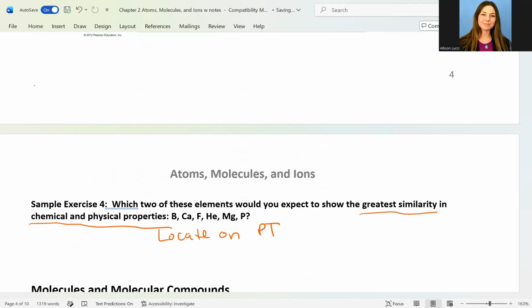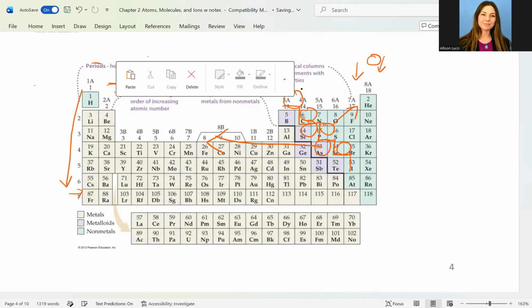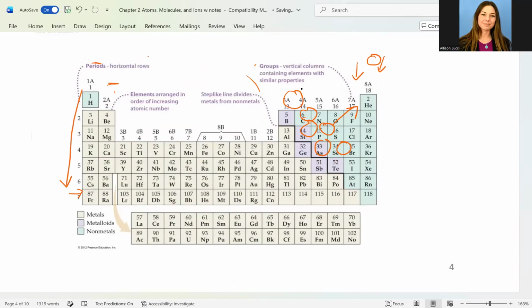So I can go up above here and we'll remove some of these markings. And let's locate some of these. So we have boron was listed, so I'll box it in. Then we have calcium, which is over here. Fluorine is over here. Fluorine was on the list. We have helium next. So helium is all the way over here. Then we have magnesium, which is right above calcium. And then we have phosphorus, which I'll box in nice and dark here.